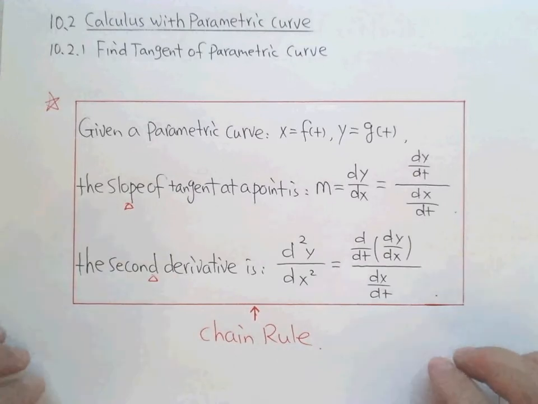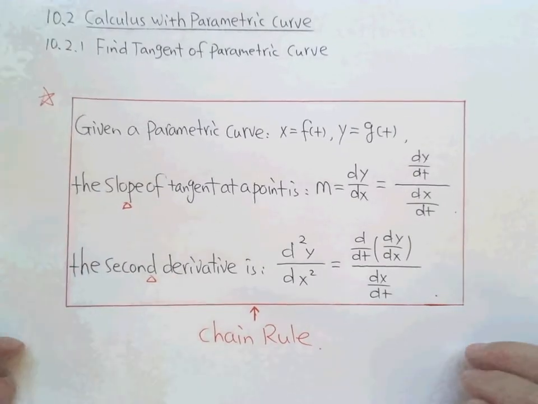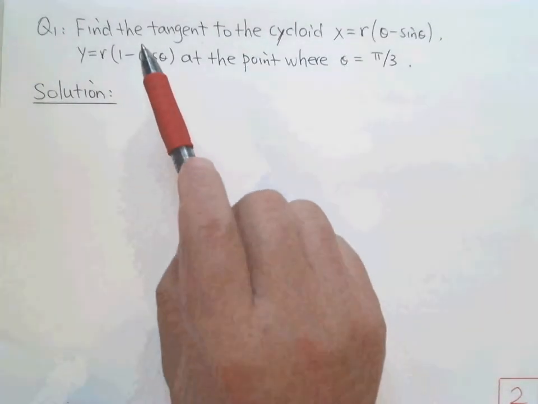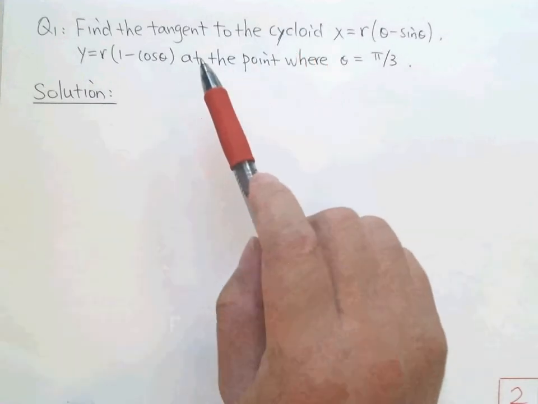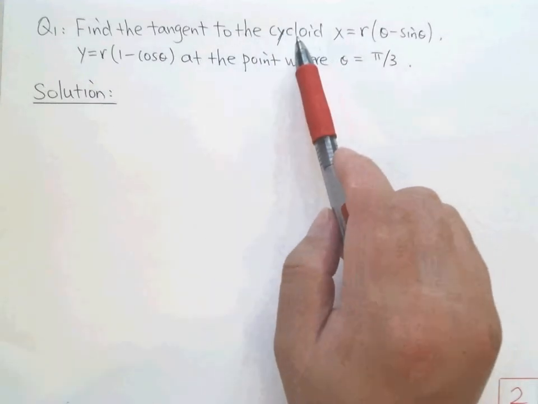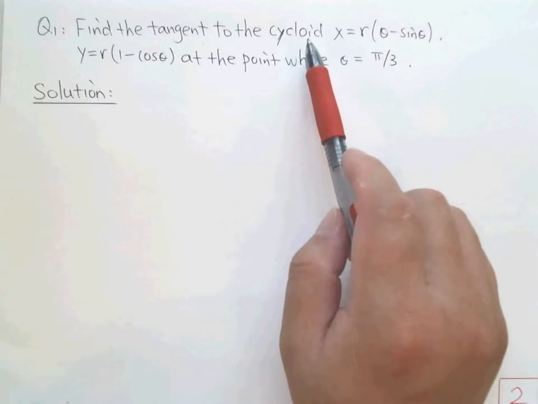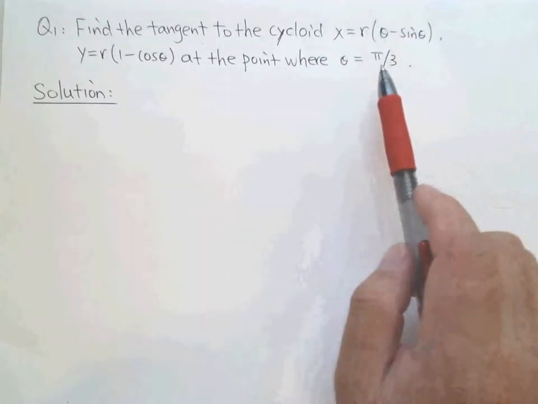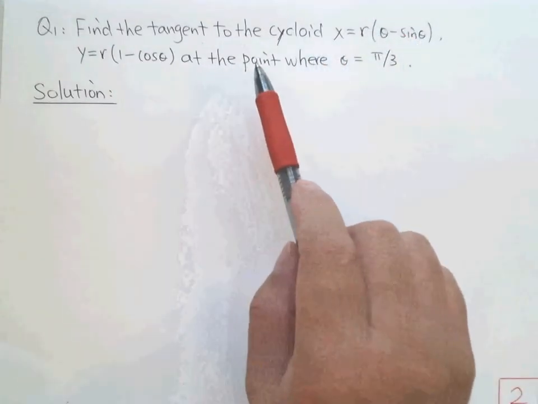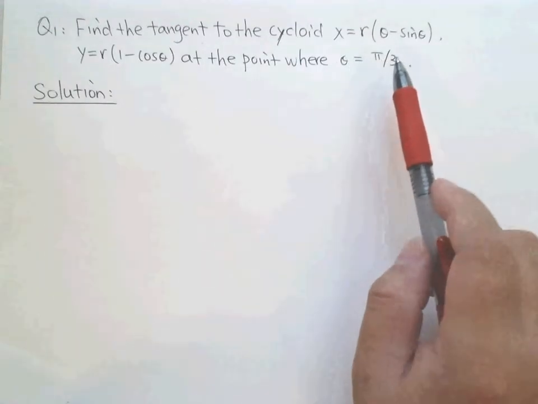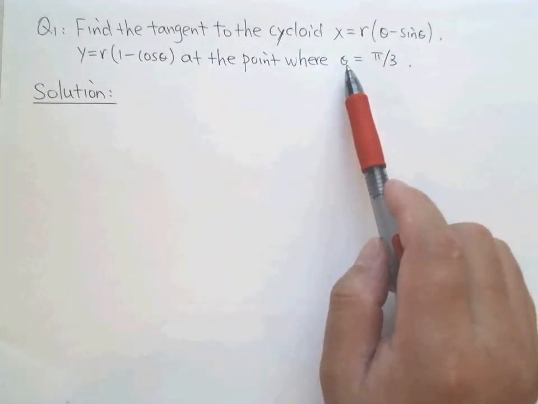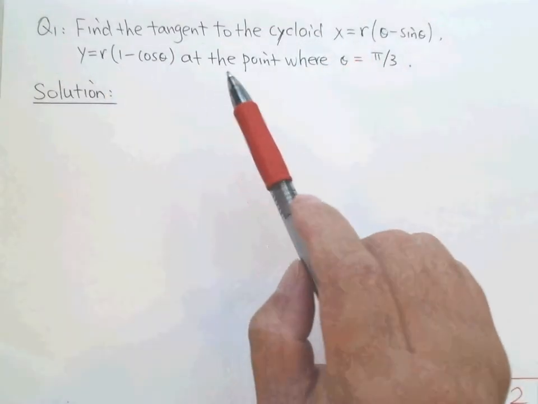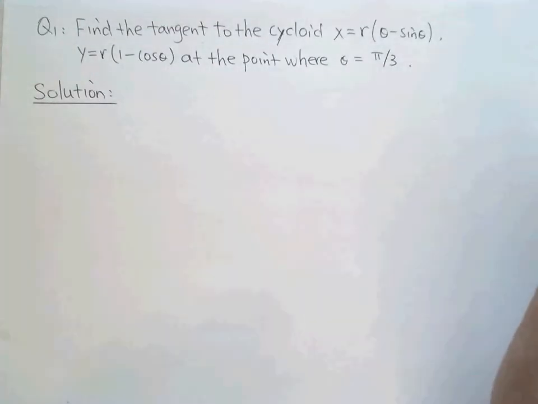I'll give one example of how to use the formula. Find the tangent line equation to the cycloid. Remember, the last topic we discussed was the cycloid, which we learned in trigonometry a long time ago. This is a parametric equation, at the point where theta equals pi over 3. Given theta, we know a point x and y on the curve, and we need the tangent line equation. All we need is the slope.